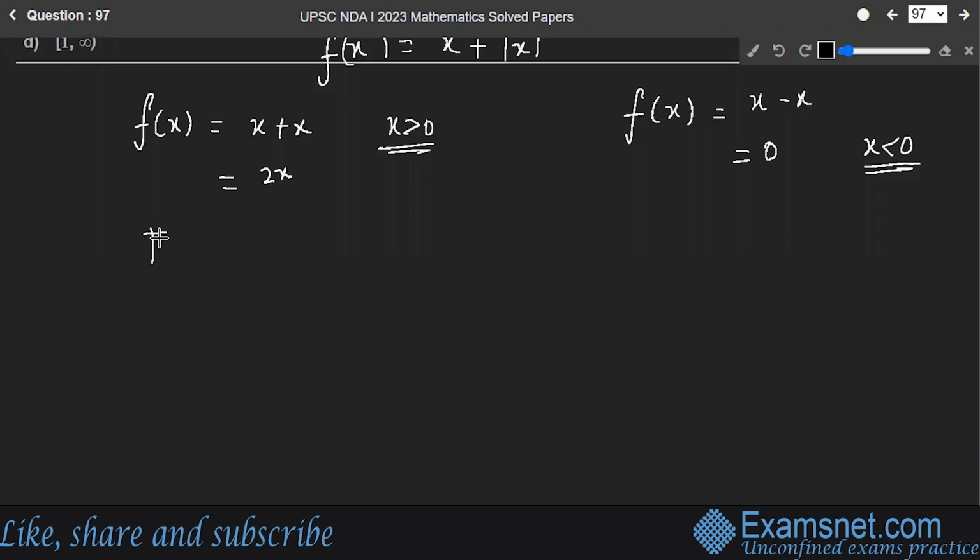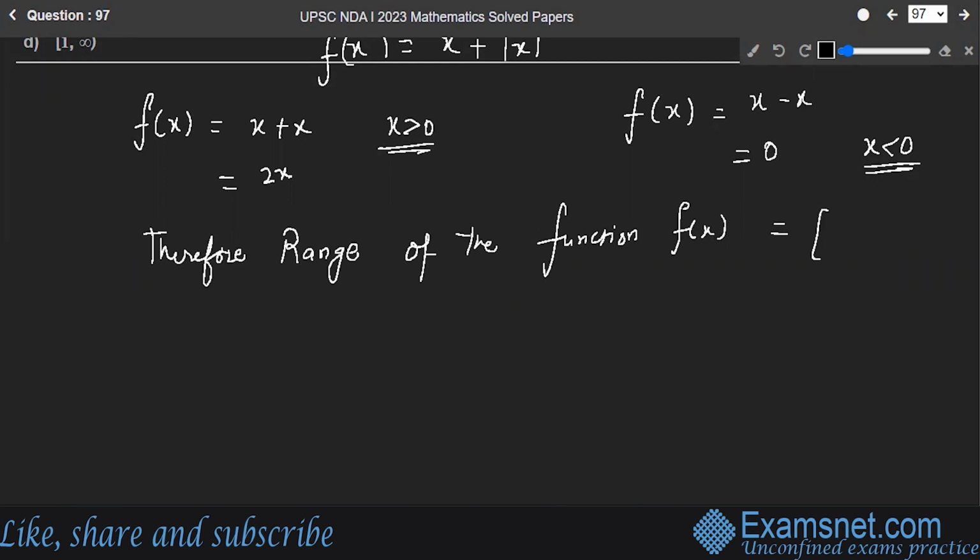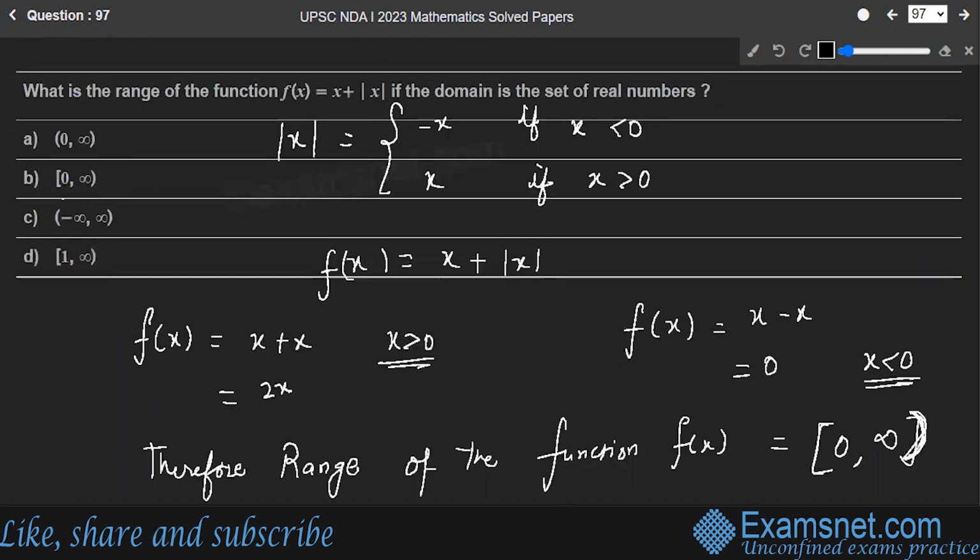Therefore, the range of the function fx is given by 0 to infinity. This is closed at 0 and open at infinity. Let's check with the options. This is the correct one, option B. Hope you got this.